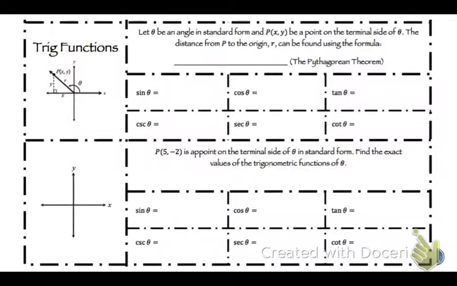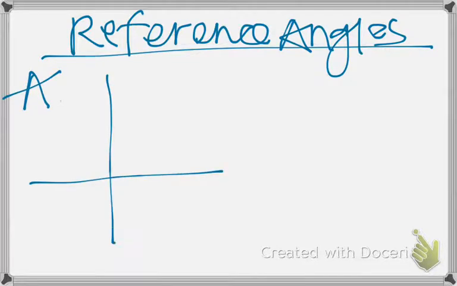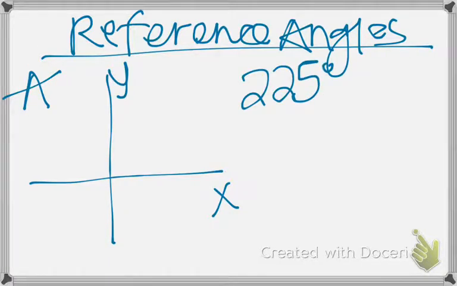Trig, 1 second. Whoops. Pause. Okay, sorry. I skipped this part in your notes, so we're just going to hurry and do it. So a reference angle is the positive acute angle formed with the terminal side and the x-axis. So let's just look at this example A right here. So this is x, this is y, and they're at 225 degrees.